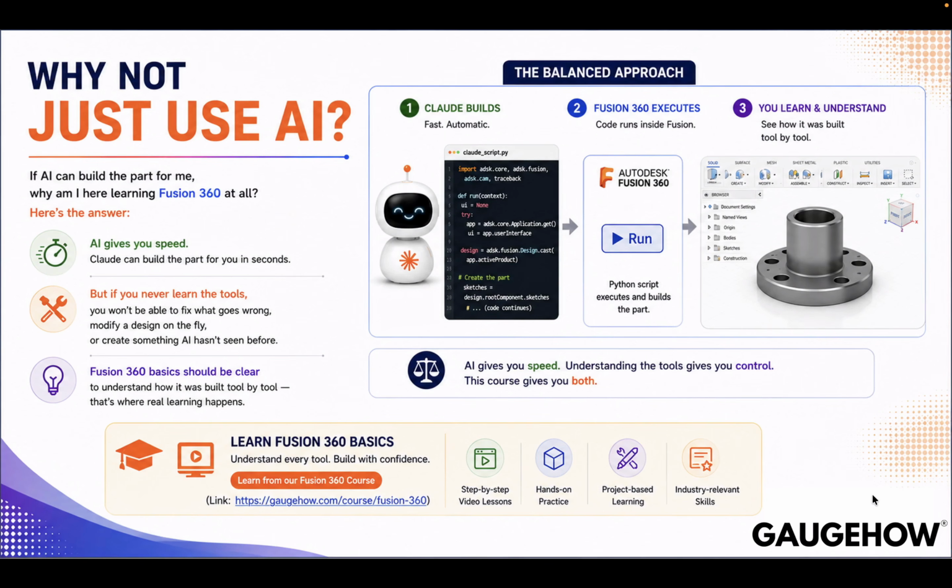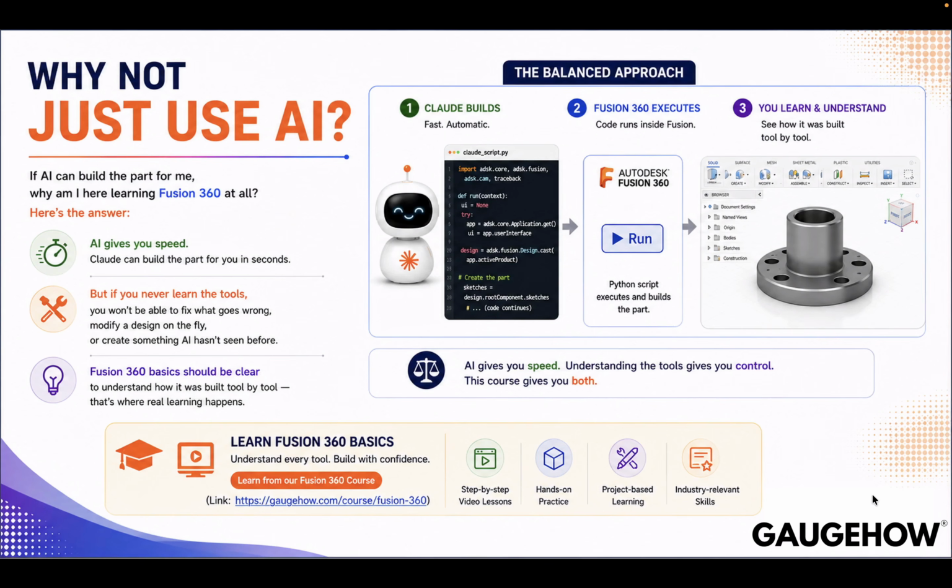It is very important to understand that AI doesn't always produce the perfect answer on the first attempt. Sometimes the generated code may contain an error. Sometimes a feature may fail because of geometric constraints. Sometimes a dimension may need adjustments. When those situations occur, your Fusion 360 knowledge becomes invaluable.